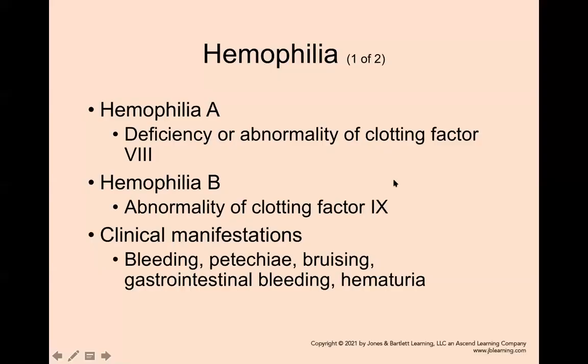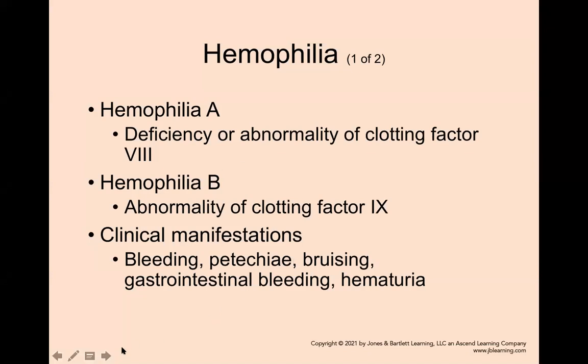We're going to go through a few other diseases. We're going to talk about hemophilia first. When you're reviewing these, just know that hemophilia A is a deficiency of clotting factor 8, and hemophilia B is a deficiency of clotting factor 9. These are generally manifested by bleeding, petechiae, bruising, GI bleeding, or hematuria.